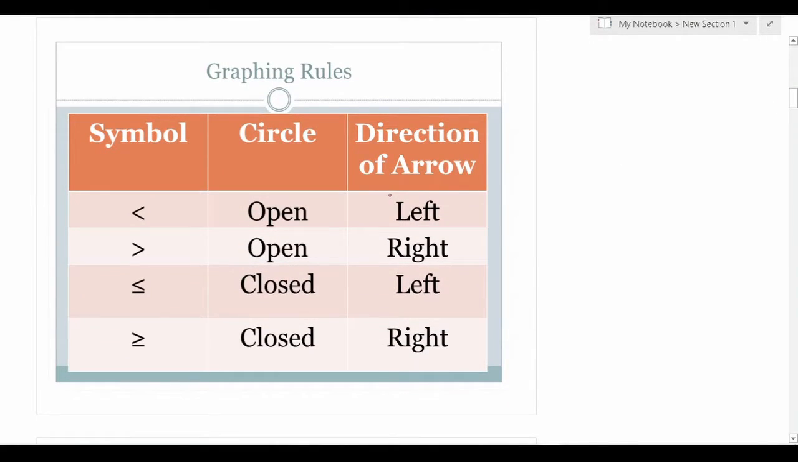There are some graphing rules with which you need to be familiar as well. Specifically, there are 4 of them. And as far as graphing rules go, we're talking about graphing on a number line. Okay? In case you haven't seen this in a while, let's go ahead and do an illustration.